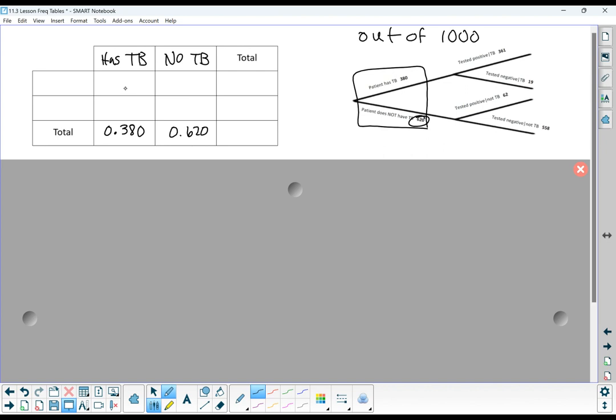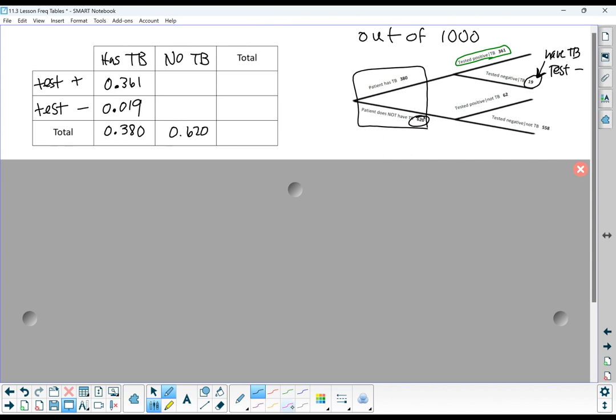And so now from that group that has TB, some of them tested positive and some of them tested negative. The ones that have TB and tested positive, there's 361 of them. So my two categories here need to be that they test positive or they test negative. They're in one of those groups. So this would be 361 divided by 1,000. And then it would be 19 divided by 1,000 for those who tested negative. So I know these 19 people have TB and they tested negative.